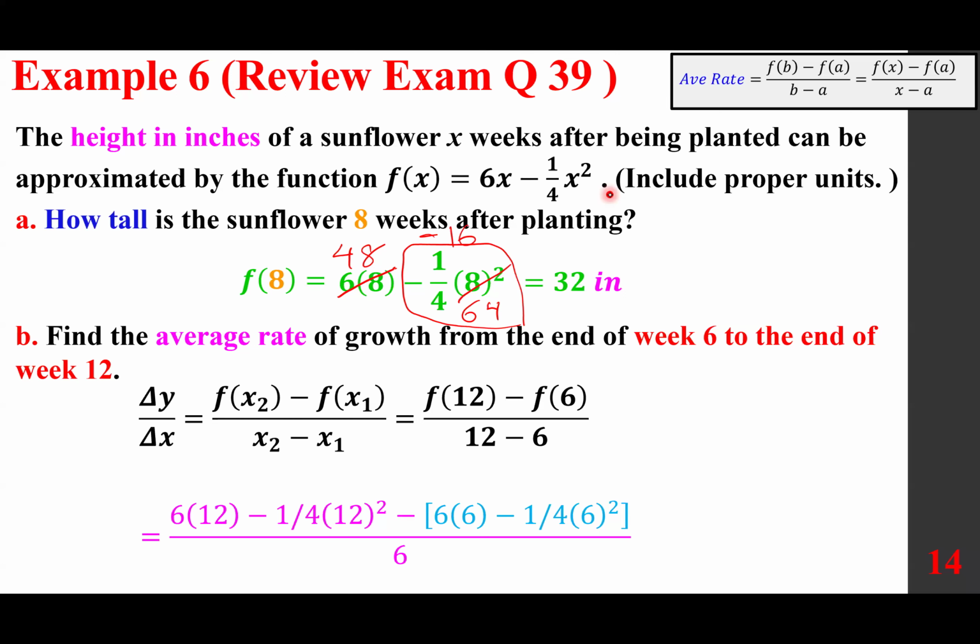Okay. Let's see what we get here now. Six times 12 is 72. This is 144. 1/4 of it is 36. So we have 72 minus 36.